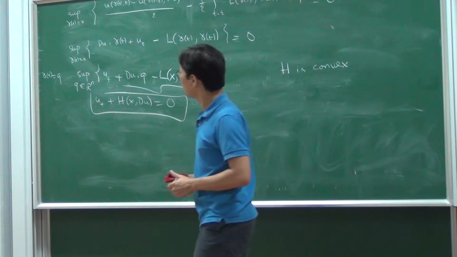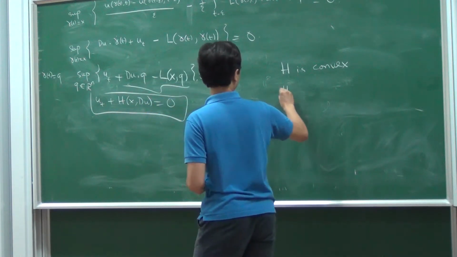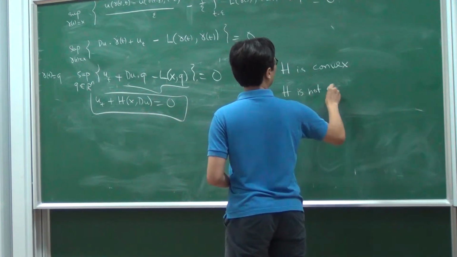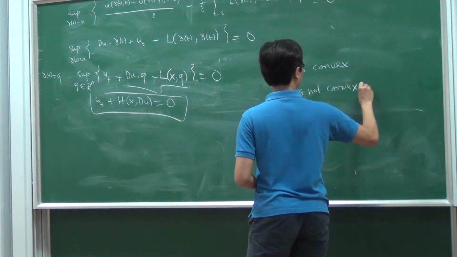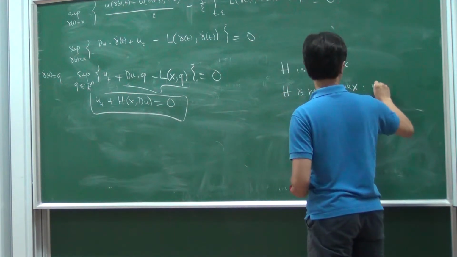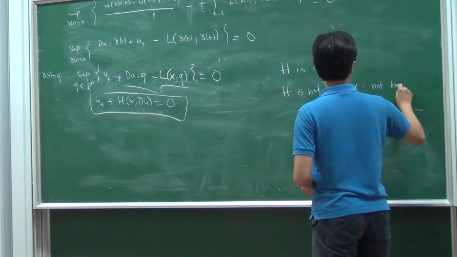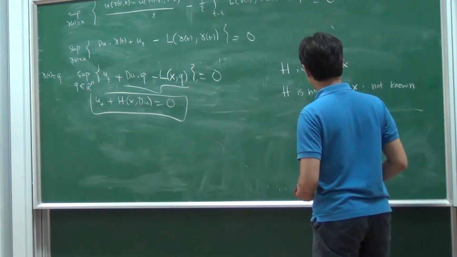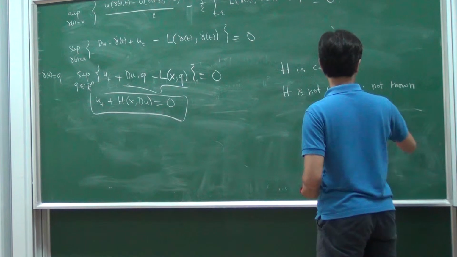So everything agrees. But when H is not convex, everything is not very standard, it's not known, not known for neat properties.